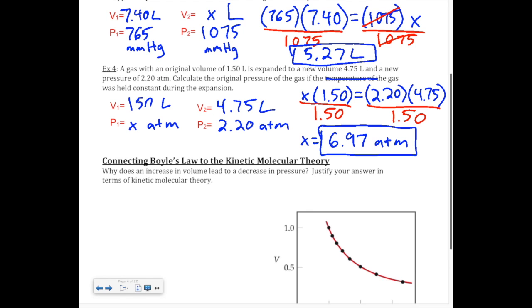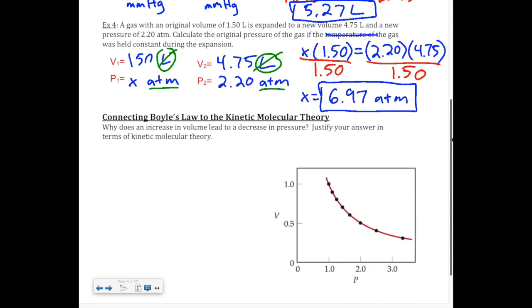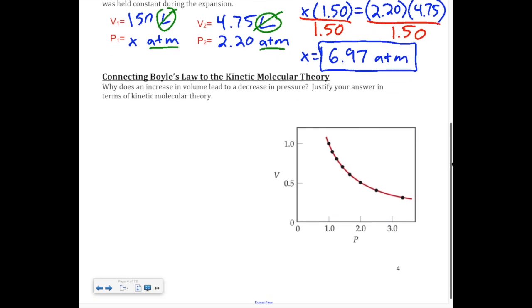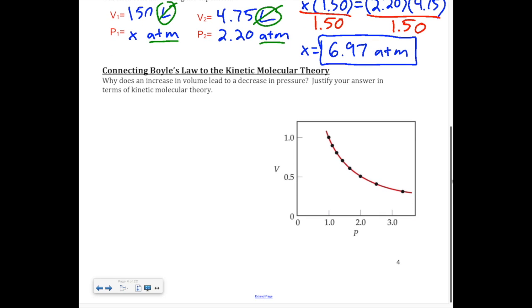One other thing I forgot to point out is that I have liters right here and liters right here. So since the liters are the same, that's why you can drop those units. You just need to make sure you have the same units on both sides, and it's no big deal. Okay. If you don't, you need to make sure you convert units like we've done before.